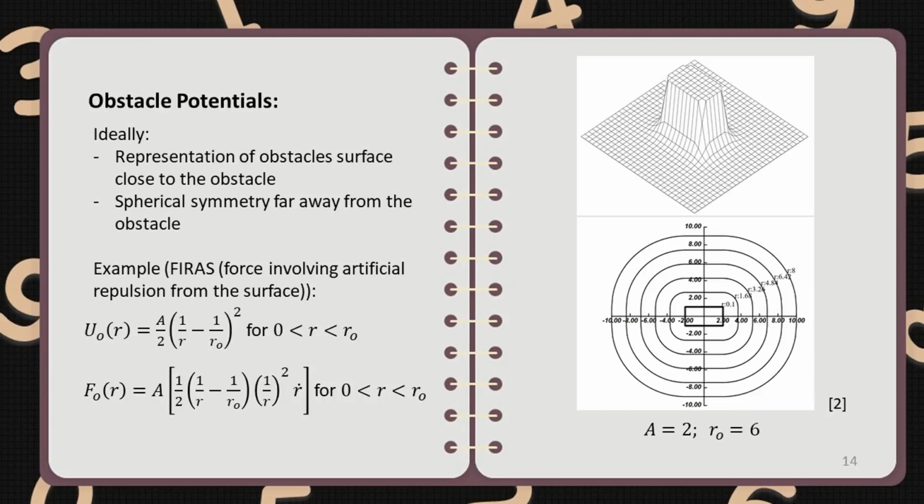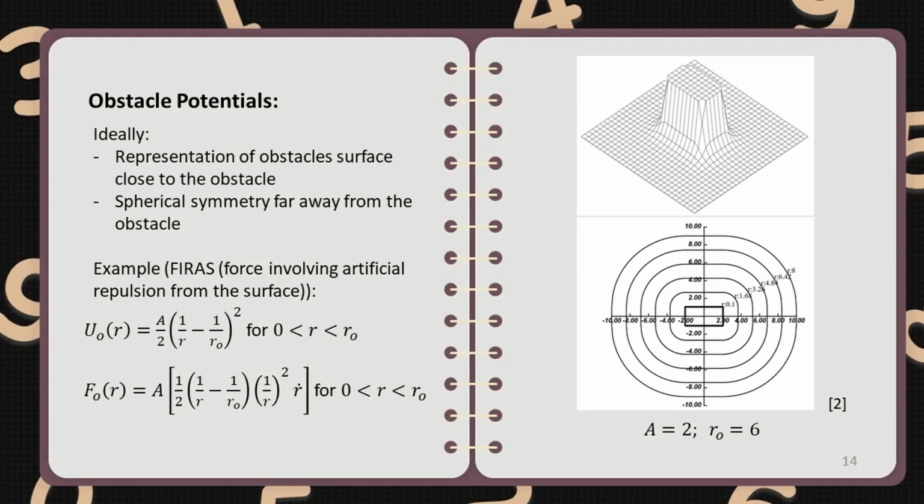Ideally, we want to represent the obstacle surface as accurately as possible when the obstacle is close to the robot and less accurately, for example with simple symmetric shapes, when it's further away. This makes the computational overhead smaller. As I said before, the potential field method is mostly used for local path planning and obstacle avoidance, therefore we don't care so much about obstacles far away.